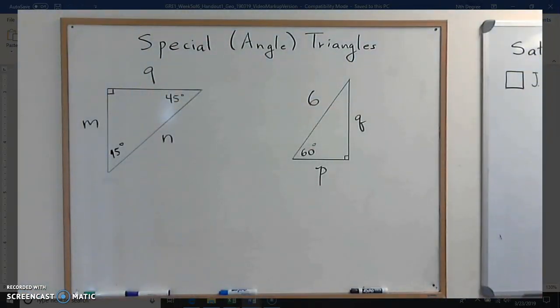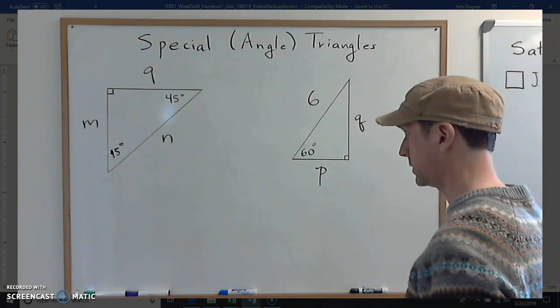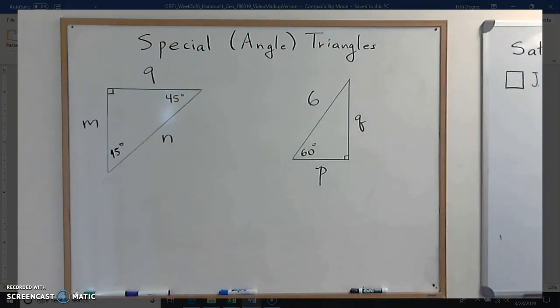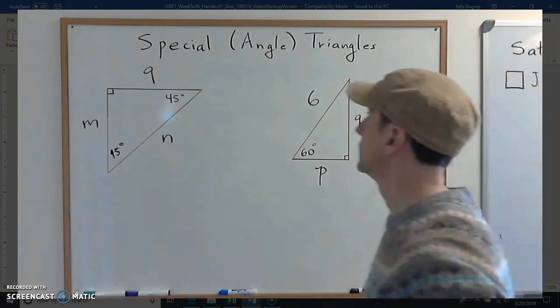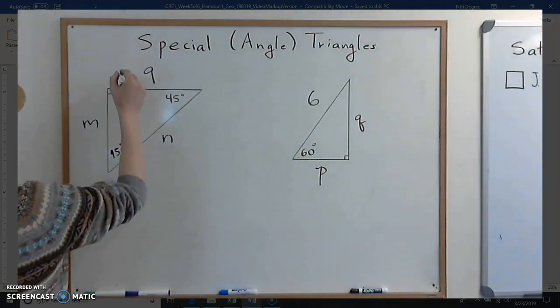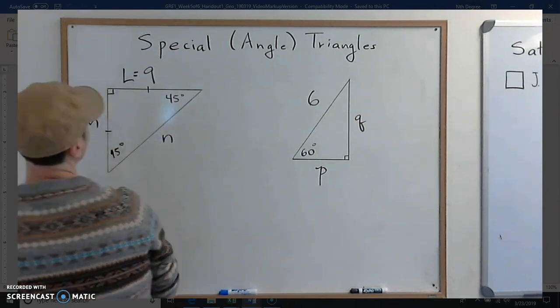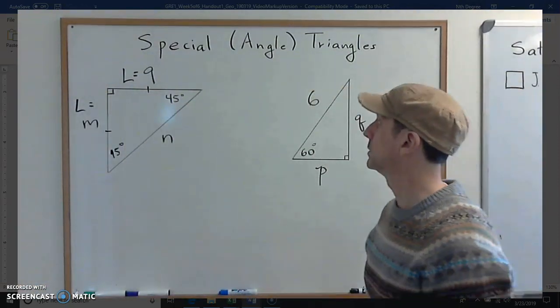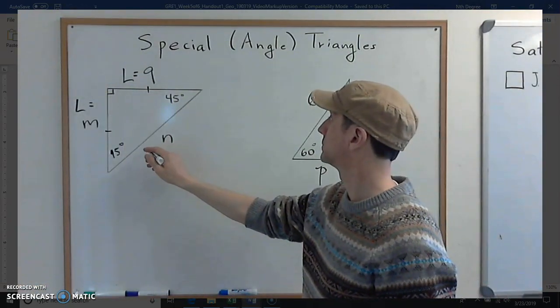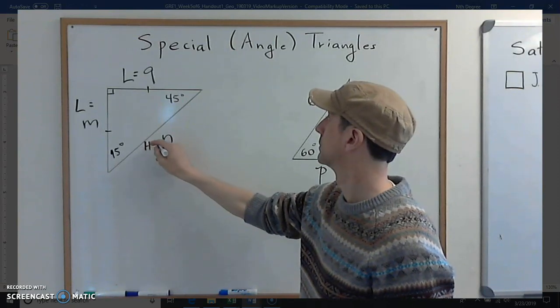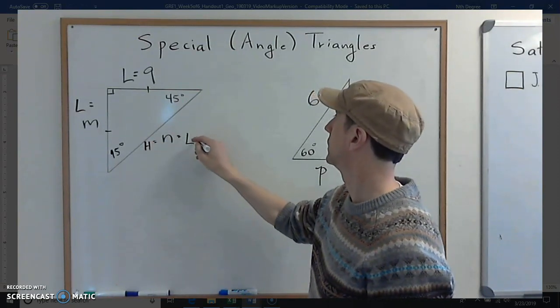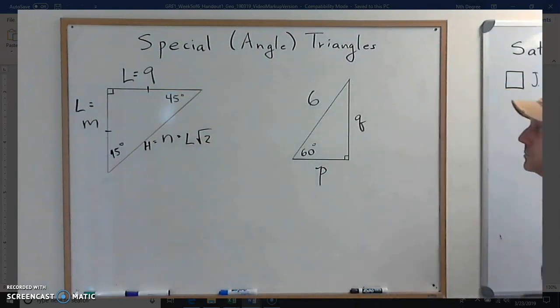Okay, that makes us feel better. We know the 45, 45, 90 triangle. We know that each leg can be called L. They're the same. And we also know that the hypotenuse would be L times the square root of 2.